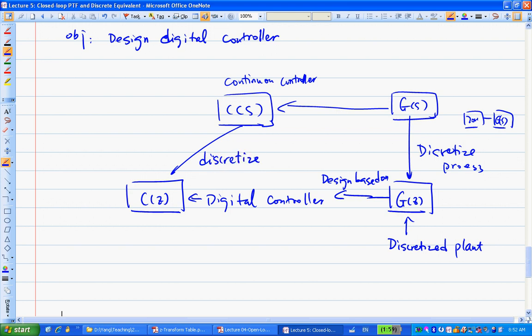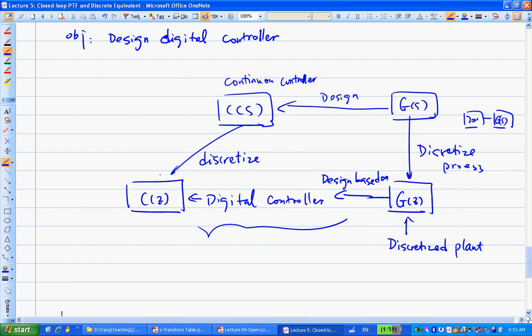Okay, so that's another approach here, right? Doesn't matter which approach. This approach has nothing to do with discretizing. This one is just a design. This part is design, and this part is also design, okay? But there are two branches here. One is discretizing here, the other is discretizing there, right?